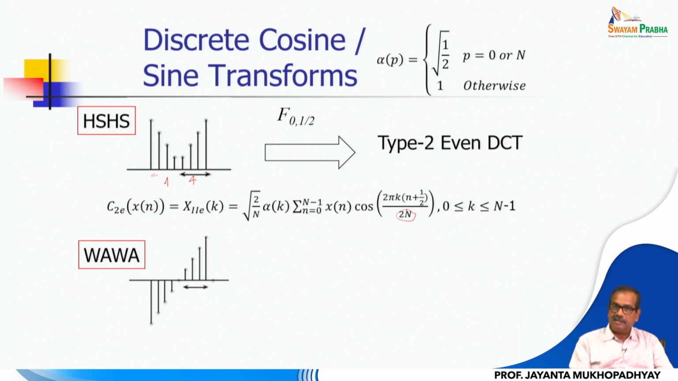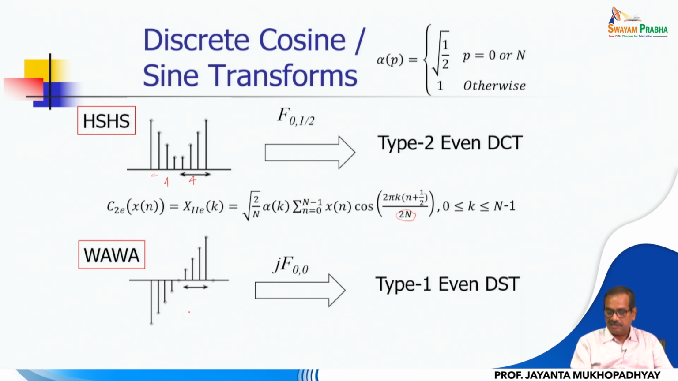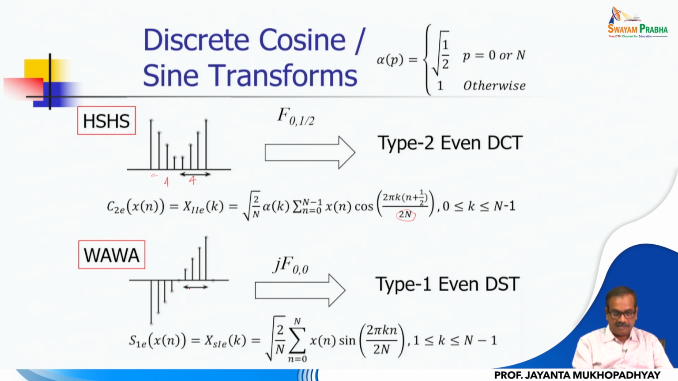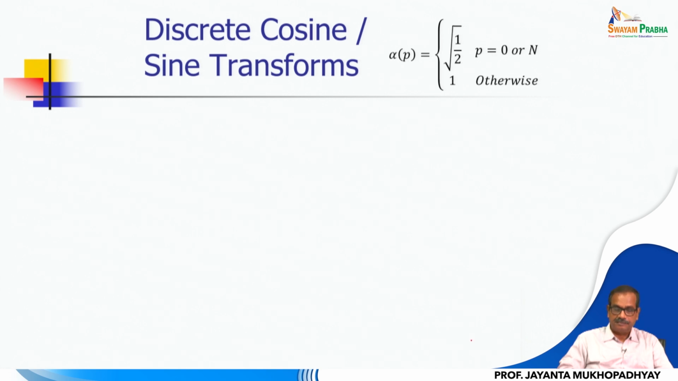For antisymmetric extension, you have to apply this kind of Fourier transform with the imaginary part, and you will get only DST, because the imaginary part is the sine transform. So you get the discrete sine transform. So you should note what the period is here. Basically 2n is the period. You start with only n minus 1 samples, then you get a period of 2n.